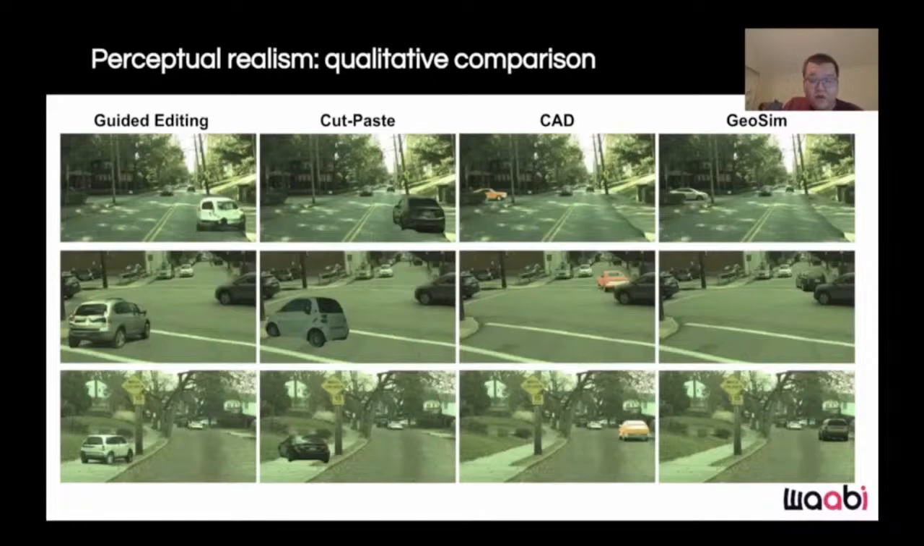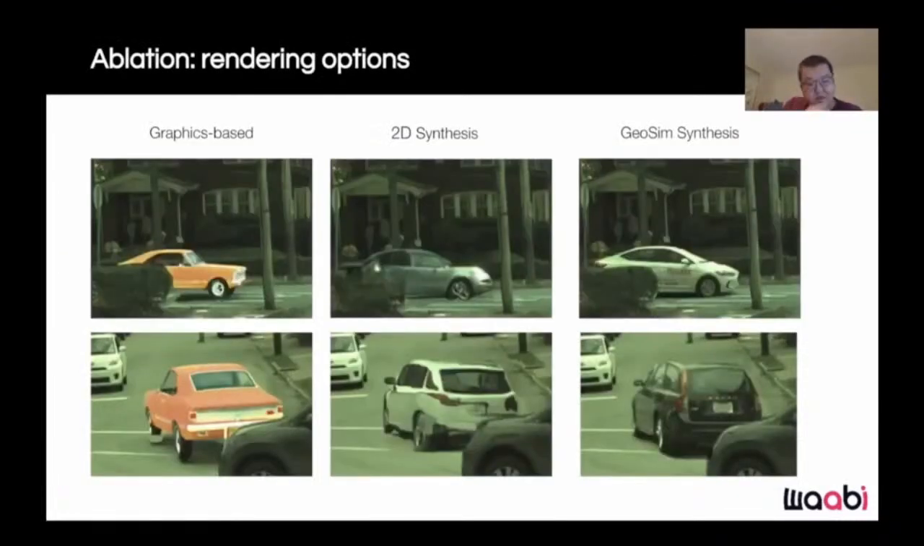In a human study, users heavily prefer our method over existing approaches. Additionally, our hybrid geometric guided warping method significantly outperforms other rendering options such as graphics-based options or 2D image synthesis methods.